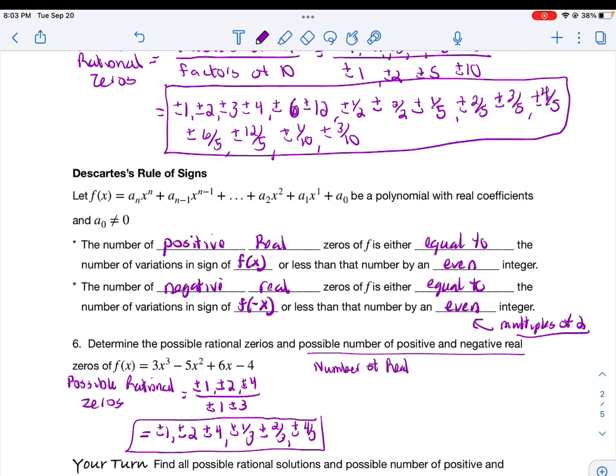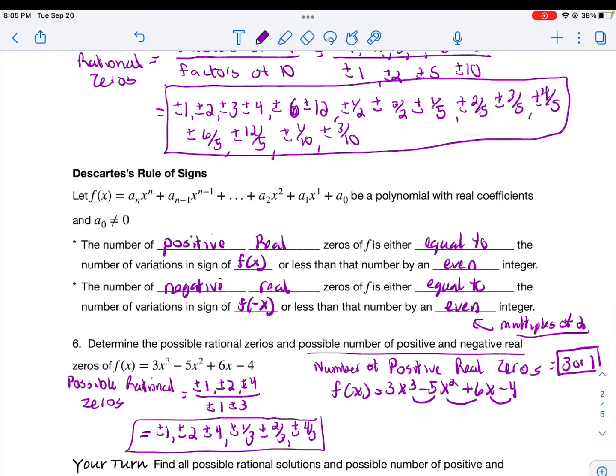So I want to find the number of positive real zeros. All right, so I'm going to take my original function, f of x, 3x cubed minus 5x squared plus 6x minus 4, and I'm going to look at how the signs change. So I went from positive to negative, negative to positive, positive to negative. So there are 3 times I switch signs in that equation. So that means I will have 3 or 1 positive real zeros. So I'm guaranteed to have a positive real zero.